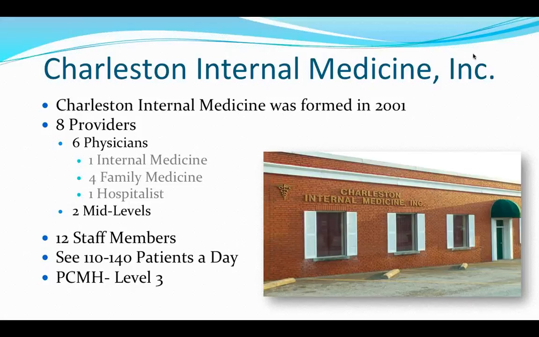A little bit about Charleston Internal Medicine. It was formed in 2001. We're located in West Virginia. We have a total of 8 providers, including mid-levels. We employ our own hospitalists. We do have internists and family practice. We have a total of 12 staff members that support those providers. We see an average of about 110 to 140 patients a day, and we are a designated Level 3 patient-centered medical home in our community.